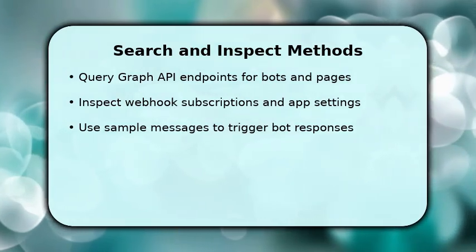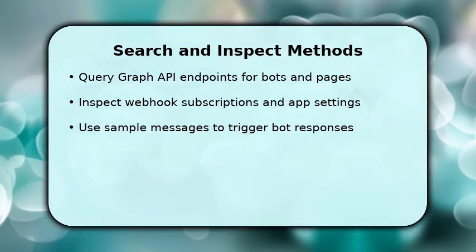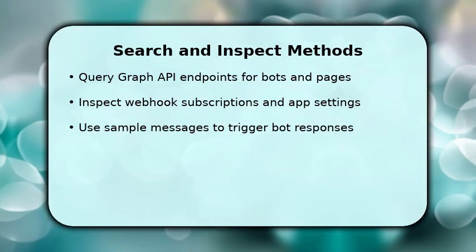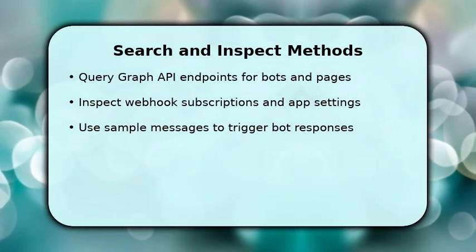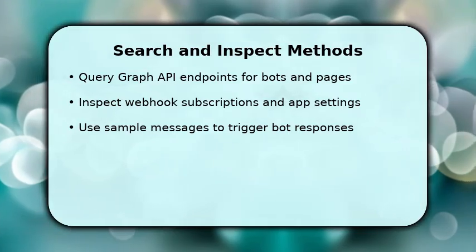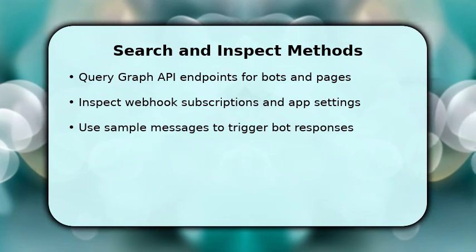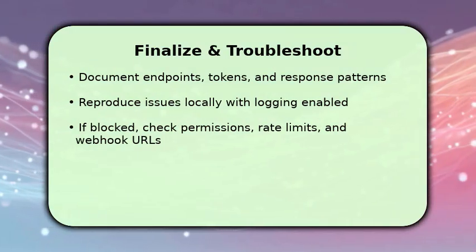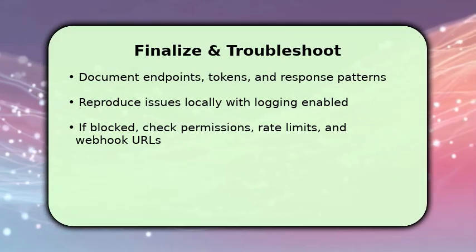Then send controlled test messages or use the Send API to trigger responses and observe headers and payloads. This reveals the bot's behavior and endpoints. Once you parse responses, map the flow, entry points, handlers, and any middleware the bot uses for message processing. Finish by documenting every endpoint, token scope, and observed response pattern so you can reproduce the setup.